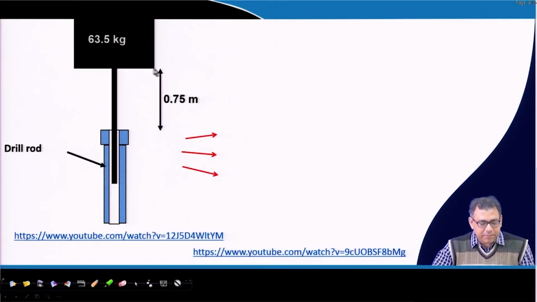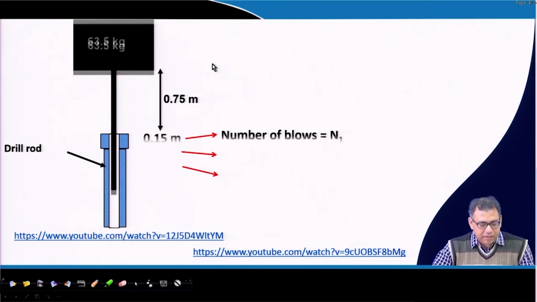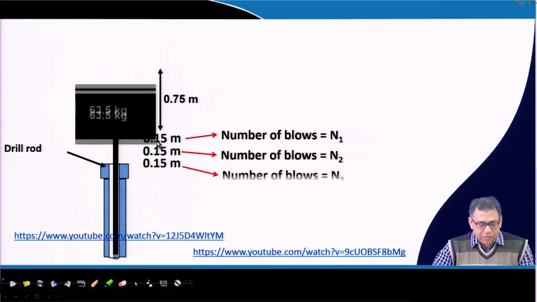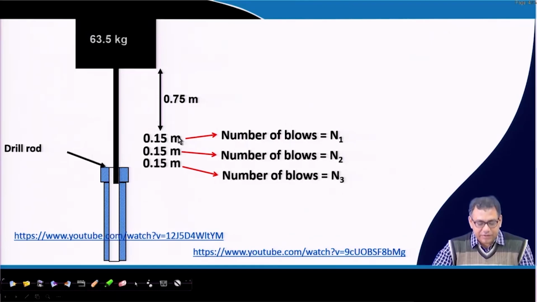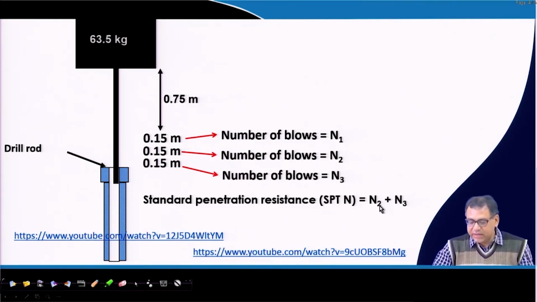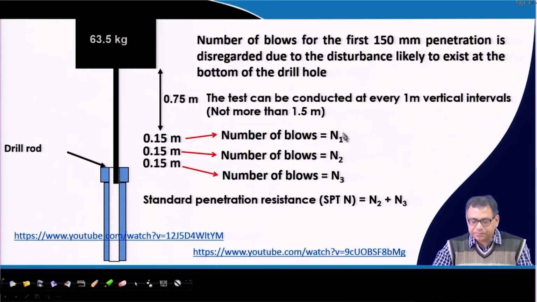So, this is the 63.5 kg hammer, which is applied for blows for 150 millimeter penetration, and each time we measure the number of blows, that is N1, N2, N3. As I mentioned, N1 will not be considered. So, the SPT value will be the summation of N2 and N3. So, SPT is N2 plus N3.